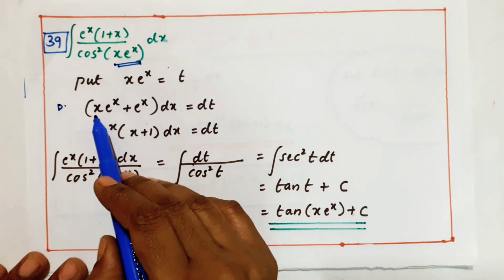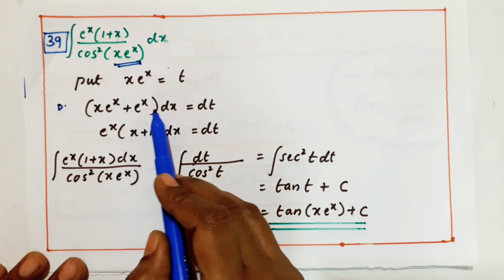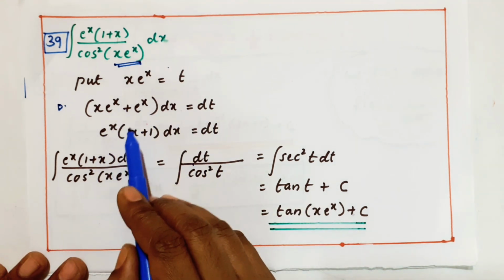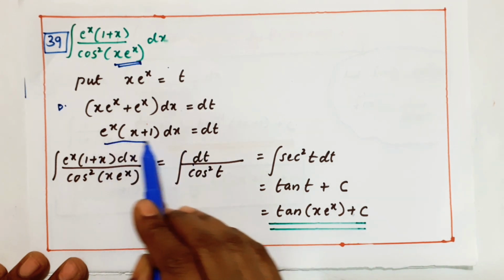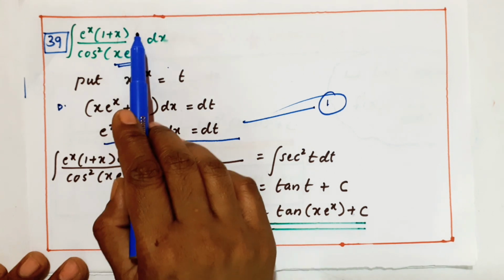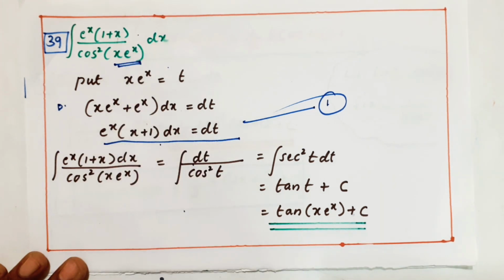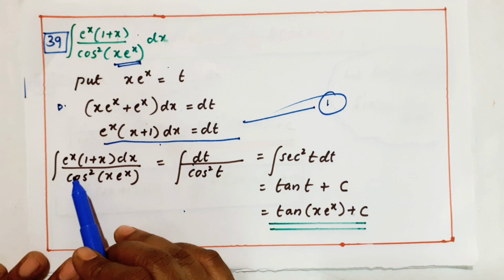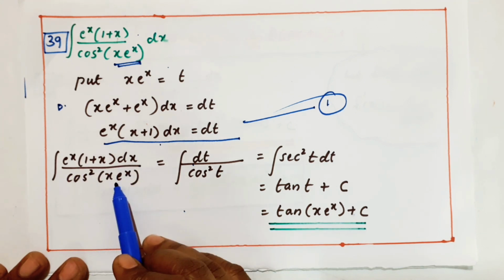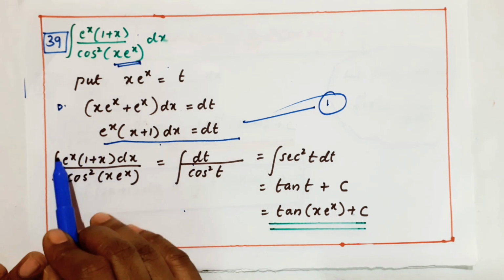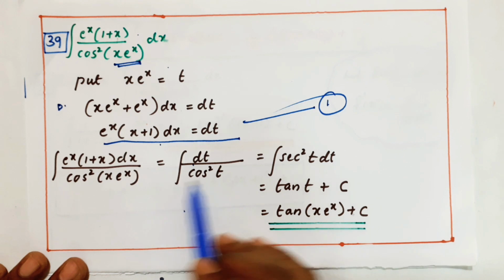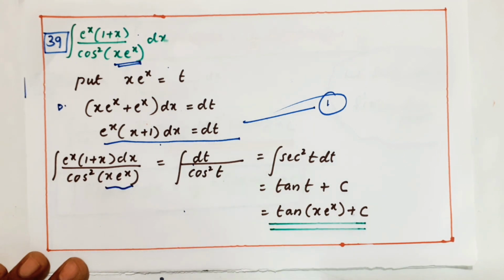Okay, what we are doing? x eˣ + eˣ into 1 dx equals dt. eˣ common, (x + 1) dx equals dt. So I got an equation. If you check this with the question, you can understand that it is there. So we can write integral of eˣ (1 + x) dx by cos²(x eˣ) as, the numerator term in full you can write as dt, by denominator cos² of this term, which is t.